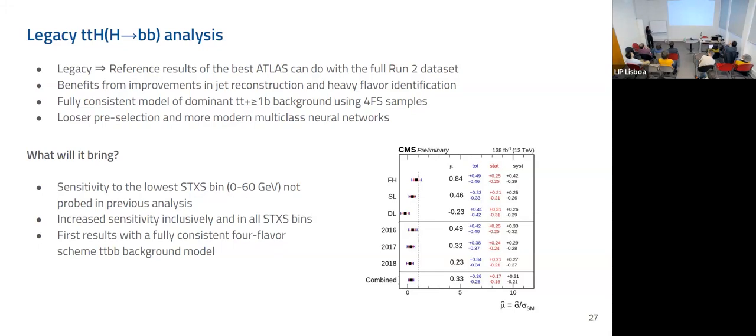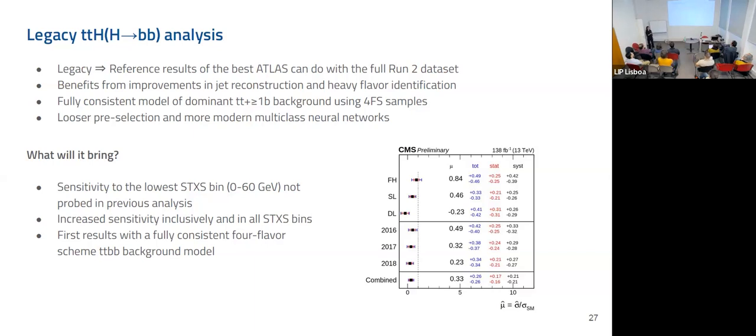This will be the first analysis that has a fully consistent model of the dominant ttbb background using 4-flavor scheme samples. The reason for this is the analysis that I mentioned before. They used as nominal the ttbb 4-flavor scheme background prediction, but the systematics are calculated in such a way that we compare 2 alternative samples in the 5-flavor scheme, and we transfer the relative uncertainty to the 4-flavor scheme samples. So of course, this is a little bit of a patch kind of thing that is not ideal. And of course, there's always the risk that we are overestimating the systematic uncertainties. So I think that in itself, it will be good to have a fully consistent result with these samples.